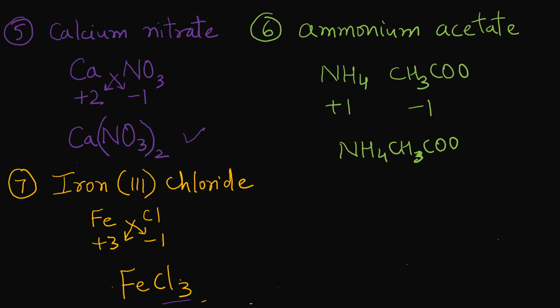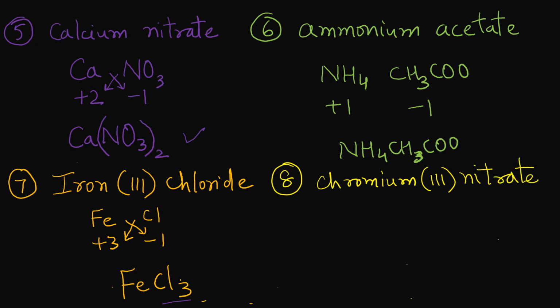All right, let's consider another example. Let's say we have chromium 3 nitrate. Now this is getting a little complex. First of all, chromium 3 means a multivalent ion is given. Other than that, we are given nitrate, that means a polyatomic ion is also given. So polyatomic ions will be treated normally.